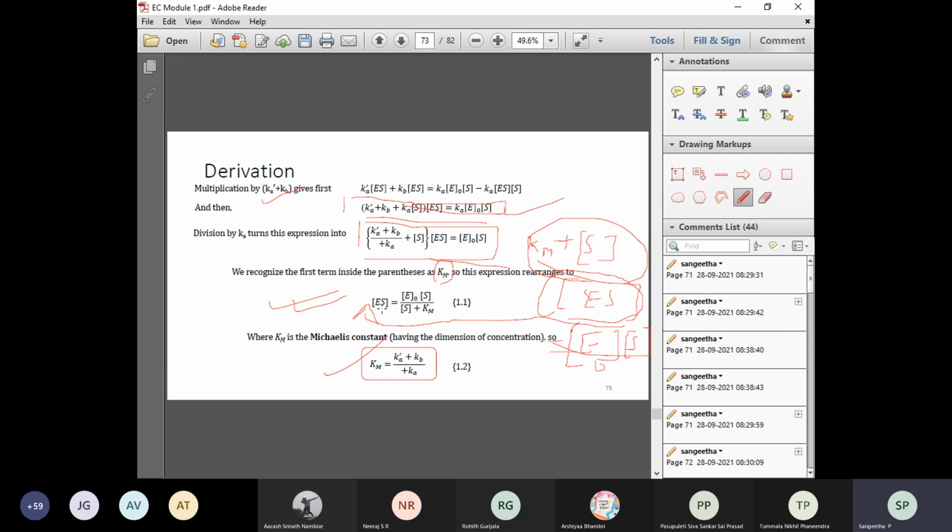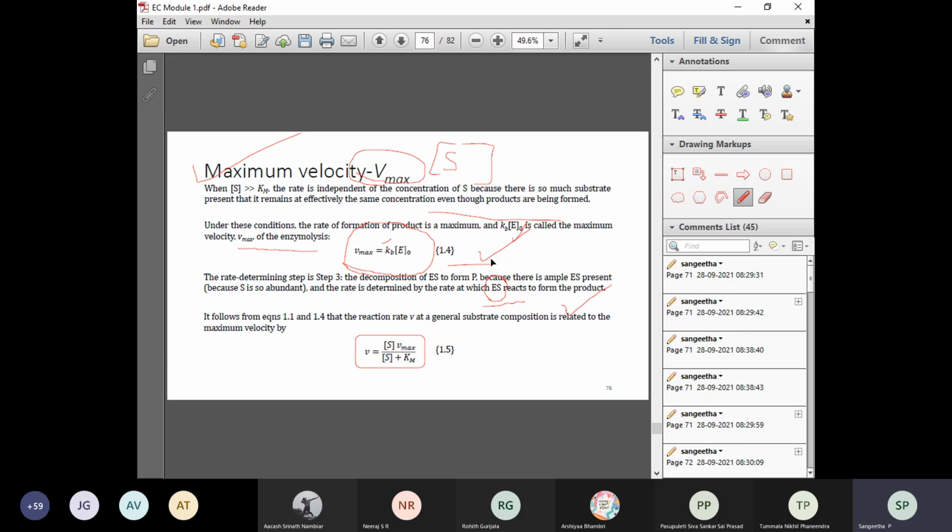this is the concentration of the enzyme substrate complex, which is equal to the total enzyme concentration times the concentration of the substrate, divided by the individual substrate and Michaelis constant. Taking 1.1 and 1.4, if you have both of them and rearrange, it follows both the 1.1 and 1.4 equations.